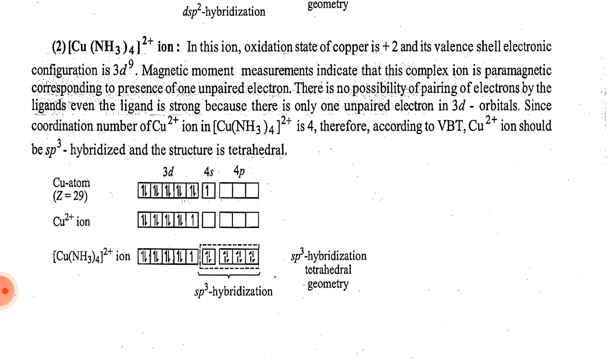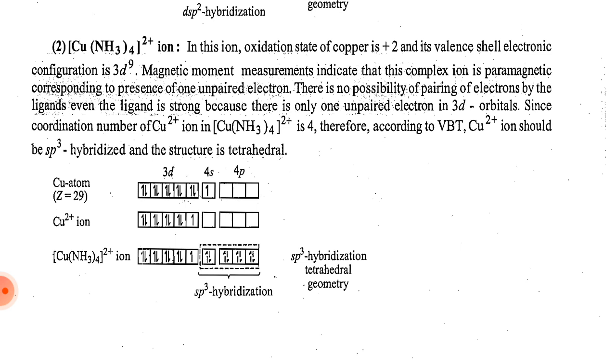Now the [Cu(NH3)4]2+ ion. In this ion, the oxidation state of copper is +2 and its valence electronic configuration is 3d9. Magnetic moment measurement indicates that this complex is paramagnetic, corresponding to the presence of one unpaired electron. There is no possibility of pairing of electrons by the ligand, even if the ligand is strong, because there is only one unpaired electron in the 3d orbital.